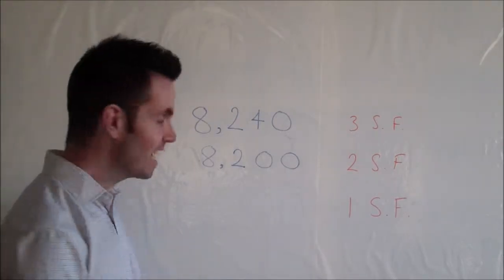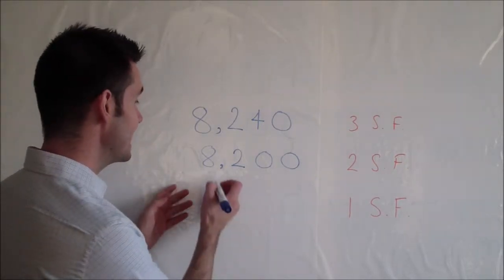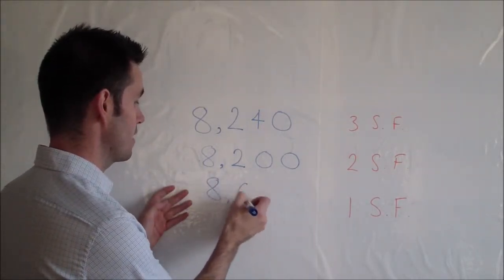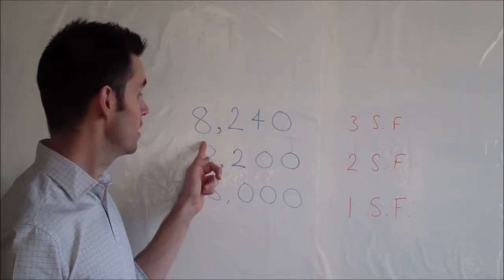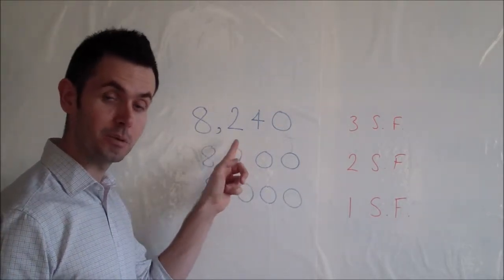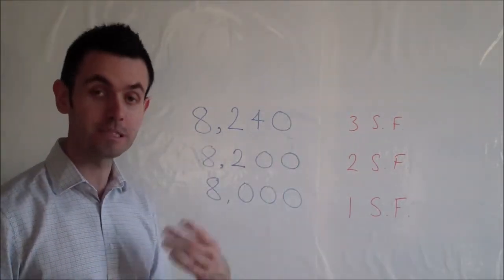Okay, let's see how you did. 8,240 to 1 significant figure is 8,000. Because we take just the first digit, we leave it as it is because the 2 is less than 5, and we fill up the rest with zeros as placeholders.